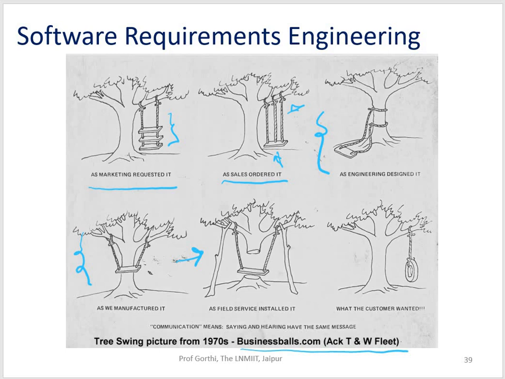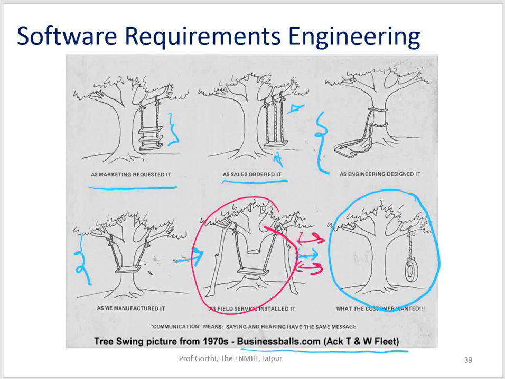This is how it has been installed, because this was manufactured, but since it was unable to swing, they came up with this kind of alternative. Whereas this was what the customer wanted. So it's nowhere near what the client has actually asked for, right? Looking at these things, it is nowhere near what the client has asked for.